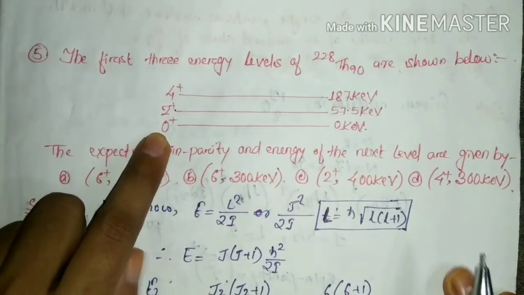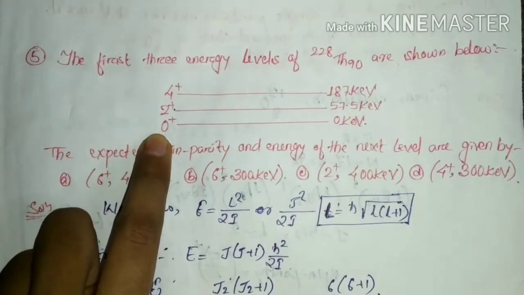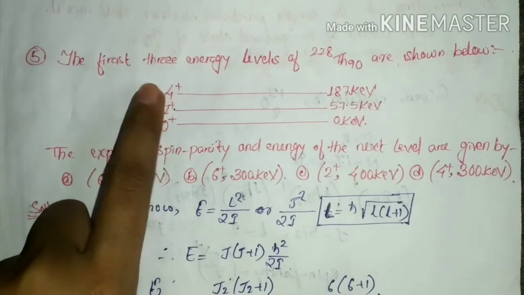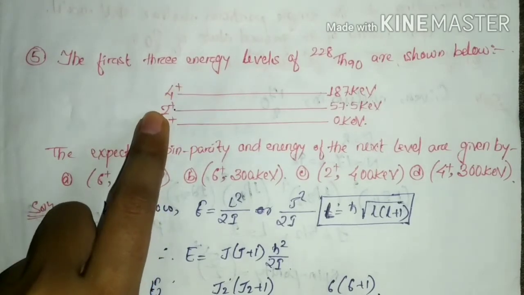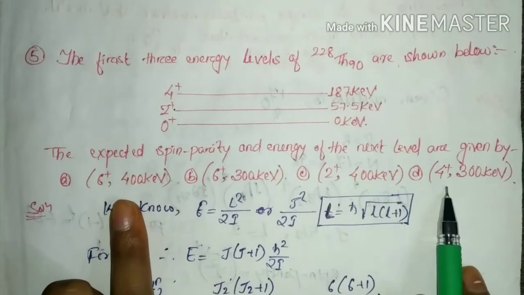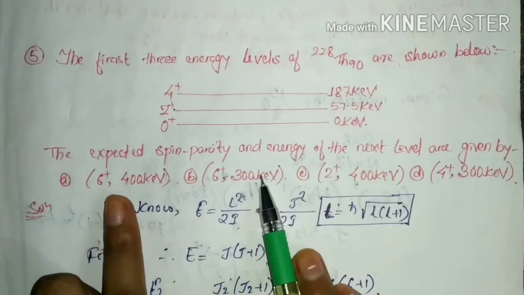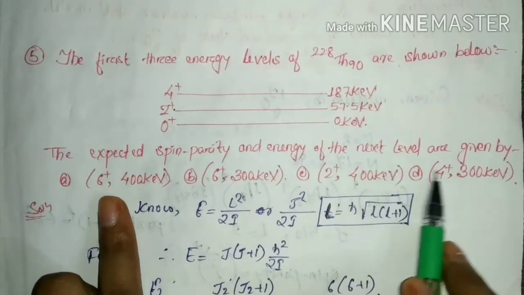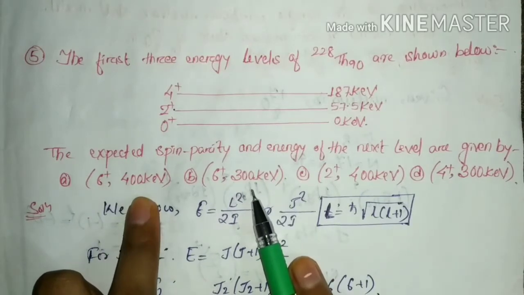Here you can see the first one has spin parity 0 positive, then 2 positive, then 4 positive. So the next level will obviously be 6 positive. If you check the options, only the first two options have 6 positive, so the other two options are wrong. We will focus on these two options.